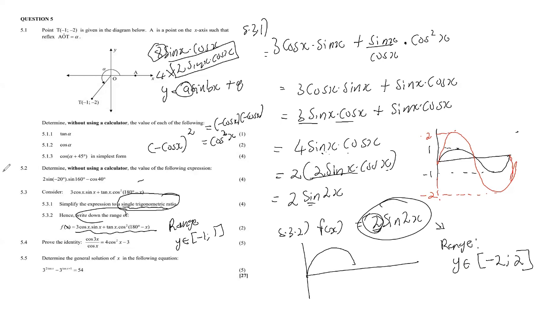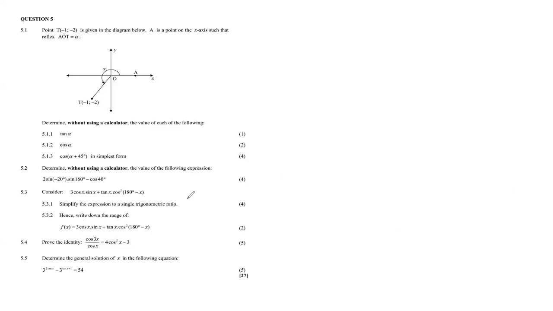Let's proceed to 5.4 now, which says prove the identity cos 3x over cos x is equal to this. So we know that when we solve this one, let's start from the left-hand side, right? And then let's prove it to be equal to the right-hand side. Then we have cos 3x. The cos 3x here can be written so that we still have the x there as 2x. So cos of 2x plus x.